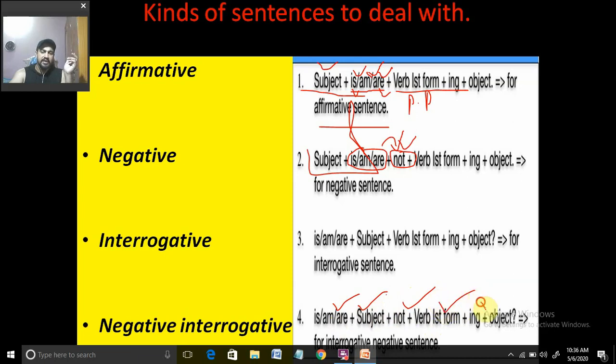Then v1 plus ing, then object, then interrogative sign. But in case of interrogative statement, we have to just alter the places: is, am, are, then subject. Why are we altering? Because we are asking a question, and if you want to ask a question for yes or no, we need to use a helping verb like is, am, are.